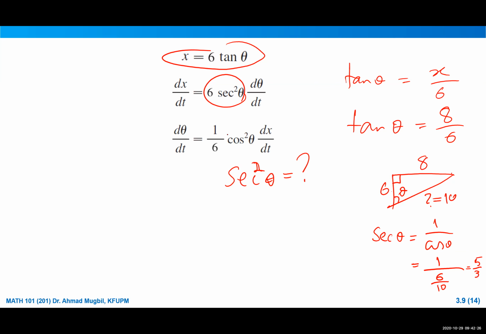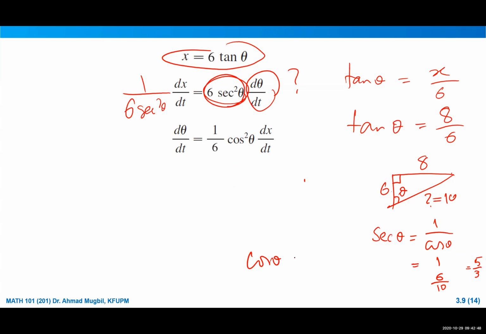So here we are. It is 1 over 6 d theta. You need to solve it for d theta because this is what we want. So divide by this. It will be 1 over 6 secant squared theta. And you know that 1 over secant is cosine, so just find cosine now. As we said, cosine theta is 6 over 10, which is 3 over 5. Now substitute here by 3 over 5 and square it.